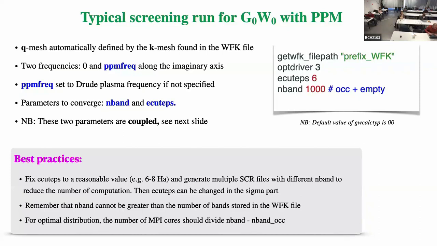According to our tests, using this second point for the plasmon pole fit, let's call it like this, and setting it to the Drude plasma frequency is a good idea, because you still have something that has structure, but is not too high in frequency, and so the fit is numerically stable.